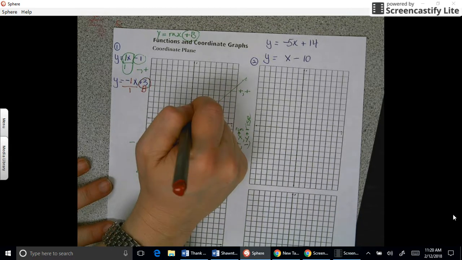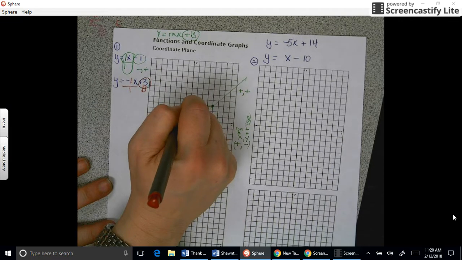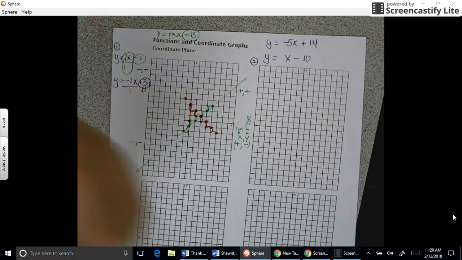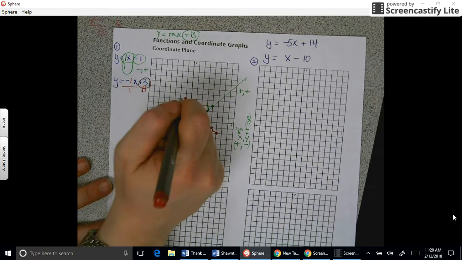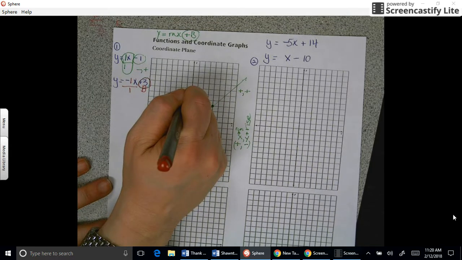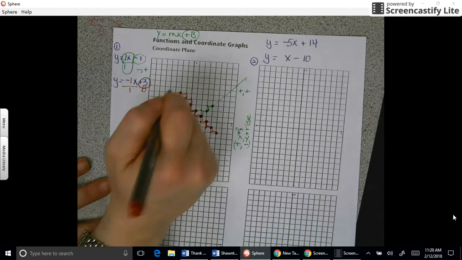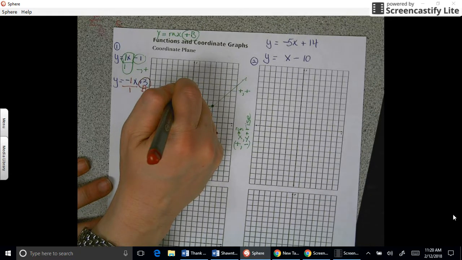So I'm going to go back to my y-intercept, and I'm going to go up 1, but positive x, which puts me right there. Up 1. Positive x. And again, I'm going to go up 1, positive x. Up 1. Positive x. Positive rise 1. Negative run 1.